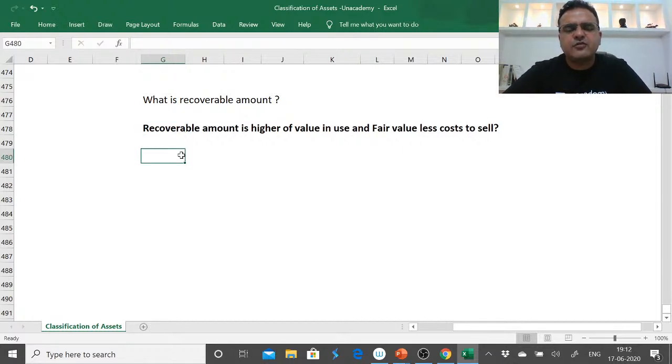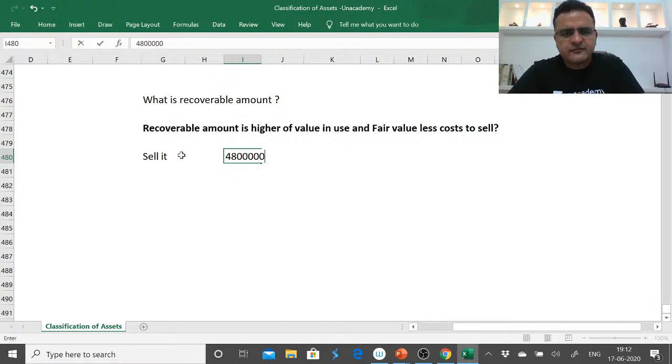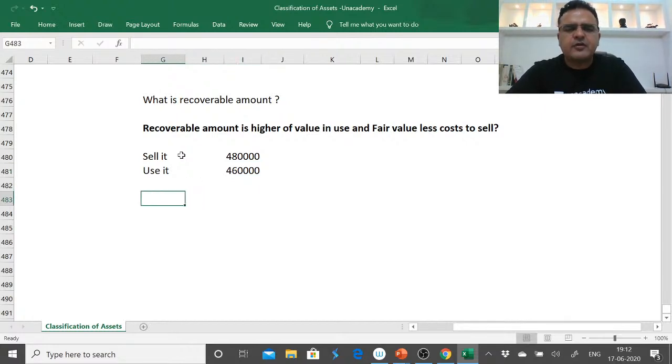Why? Because whatever gives us more benefit, we are going to do that. If selling it gives you 4,80,000 and using it gives you 4,60,000, what are you going to do? So definitely recoverable amount is higher of the two. So recoverable amount in this scenario is 4,80,000. Recoverable amount is always higher of value in use and fair value less cost to sell, because business always takes sensible decisions. Whatever gives us more value, we're going to go ahead doing that.